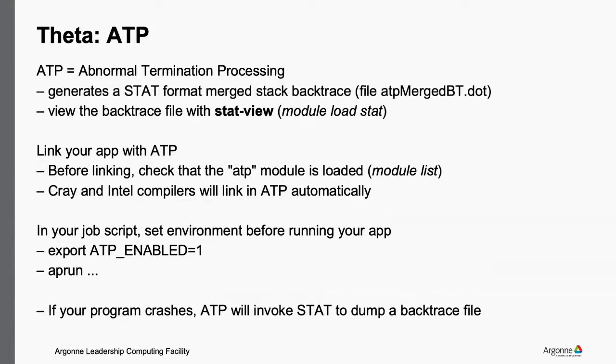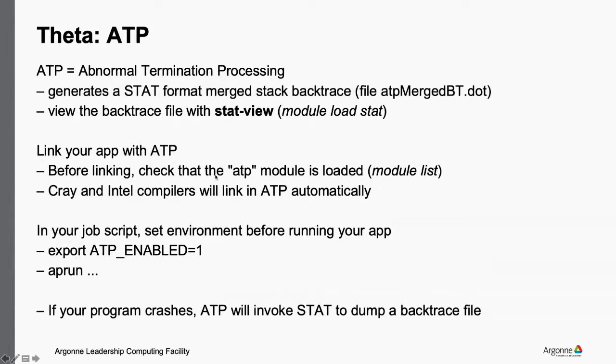And a Cray feature called ATP, Abnormal Termination Processing, is an automatic way to invoke STAT when your program dies abnormally. So there's really two things involved here. You don't really need to know the details, but I'm just trying to explain the terminology. So essentially, if you turn this on, when you run your program and it dies, you will get a backtrace file that will let you figure out what is going on. So how do you do that?